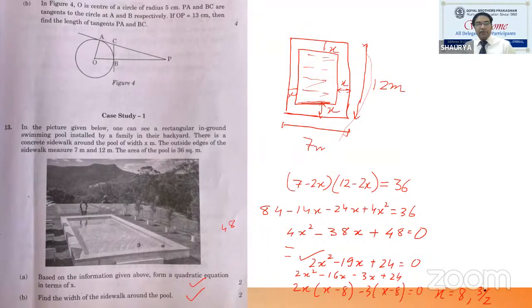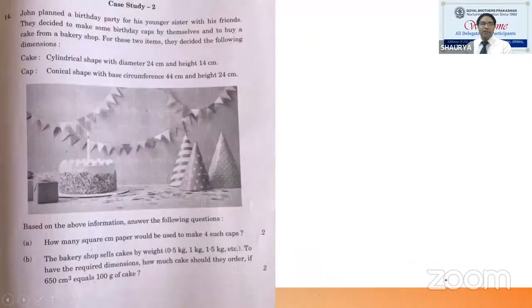So obviously we'll have two values of x, but we'll have to discard one value, right? Since this entire length is 7, there is nowhere this x could be 8. So the only correct answer here would be 3 by 2 or 1.5 meter. That is the width of the sidewalk all around the swimming pool. So I hope the first case study is clear.